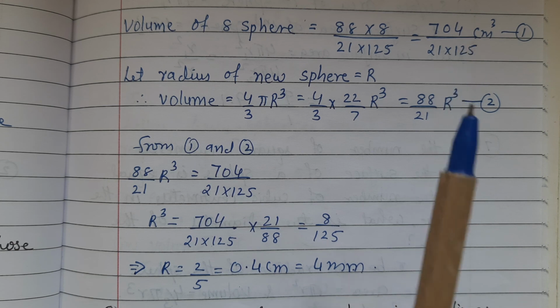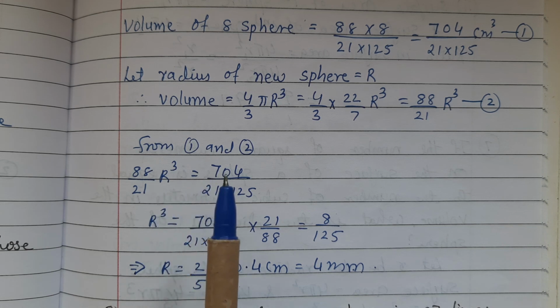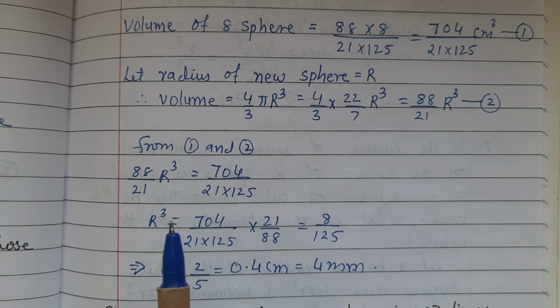From 1 and 2, 88/21 R cube is equal to 704/(21 into 125). Therefore, R cube equals 704/(21 into 125) into 21/88, which is equal to 8/125. R cube equals 8/125. Therefore, R is equal to 2/5, which is equal to 0.4 centimeter, equal to 4 millimeter. New radius of the sphere is 4 millimeter.